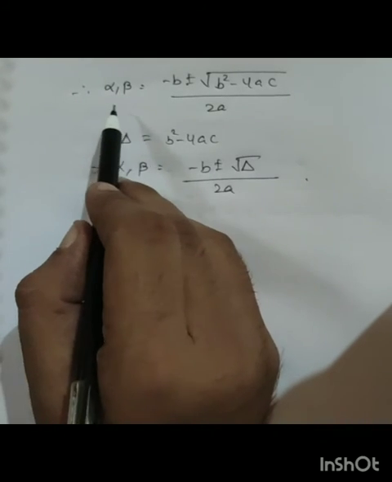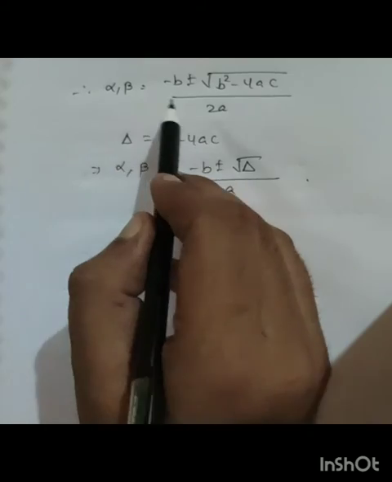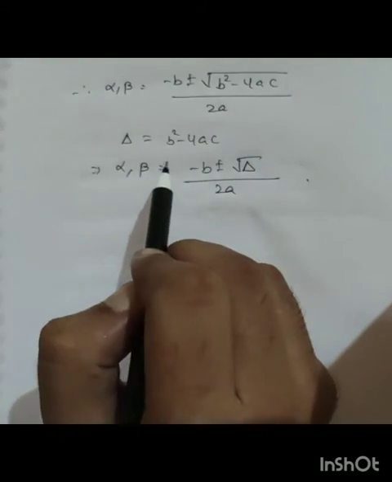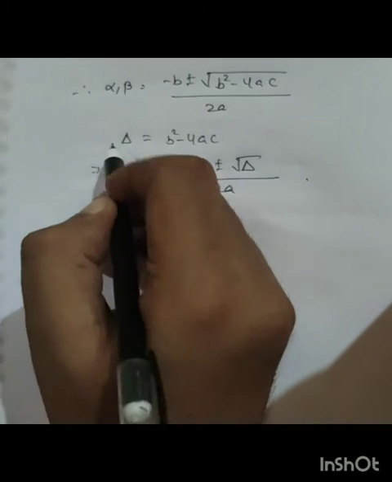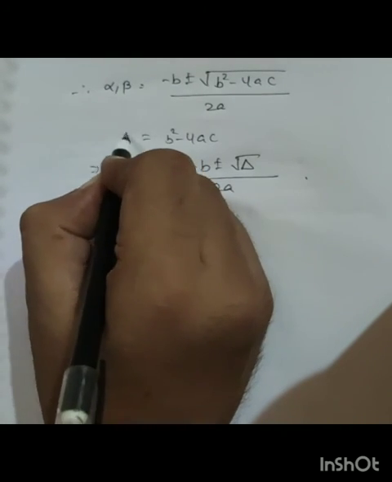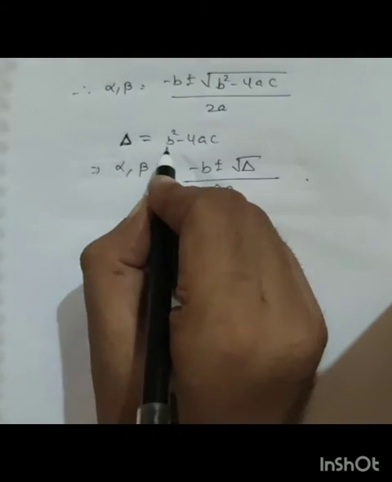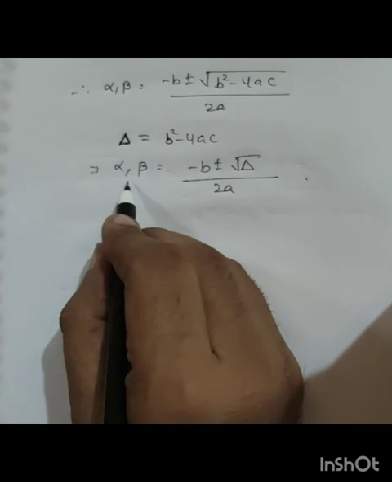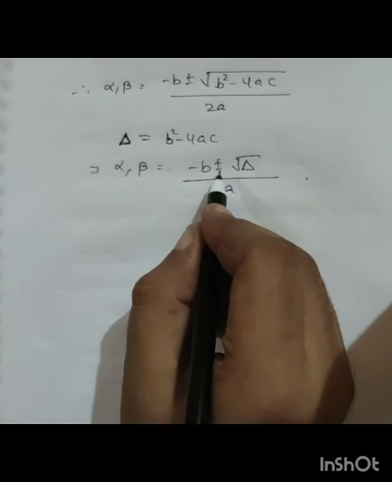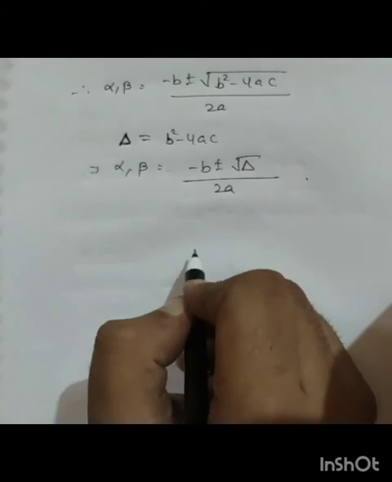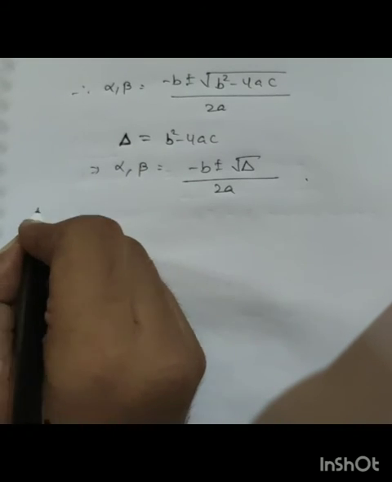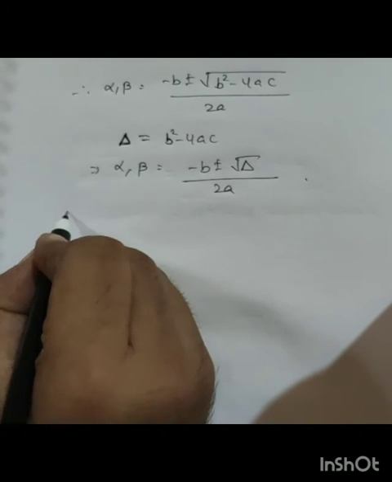So we have already proved that alpha, beta are minus b plus minus root under b² minus 4ac by 2a. Let's define a term delta, which we call the discriminant, equal to b² minus 4ac. Then we can represent alpha, beta as minus b plus minus root under delta by 2a. So let's assume three conditions.